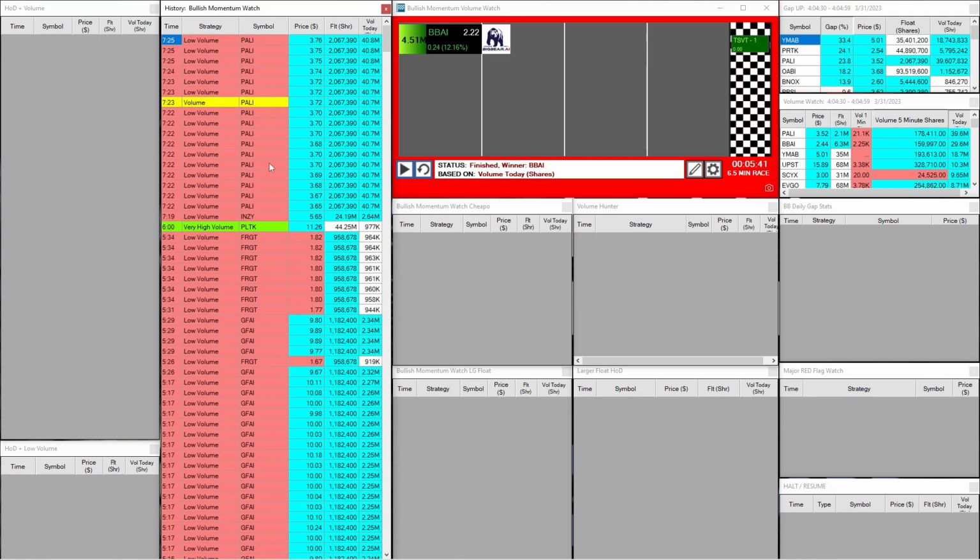Again, favorite scanner here. You can see down the list, low volume, that's the red. You can see the green, very high volume on PLTK there for a minute. Let me scroll down a little bit.